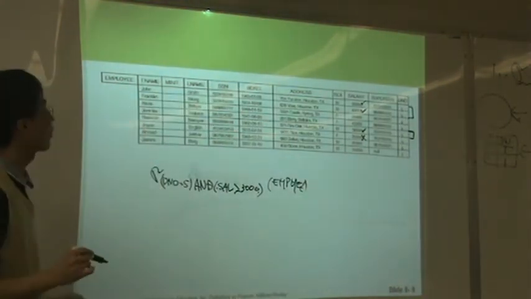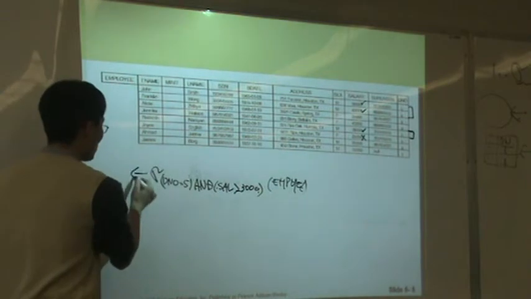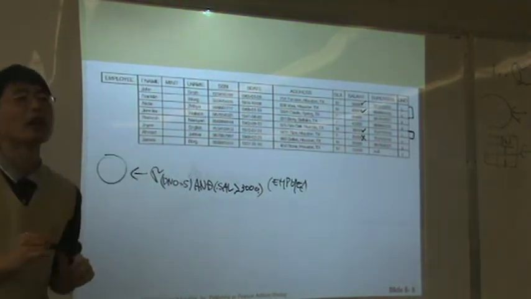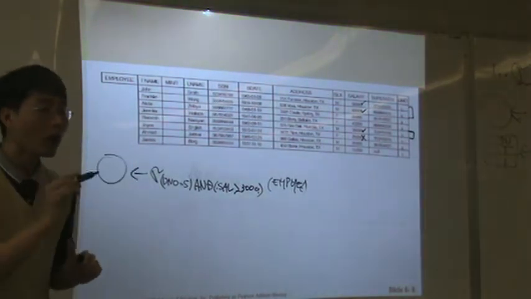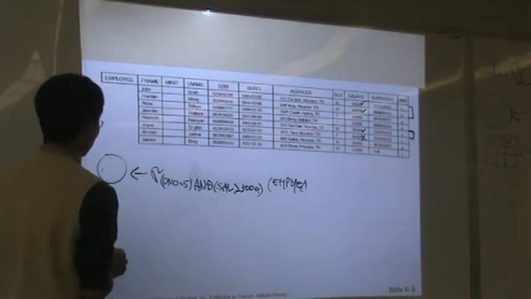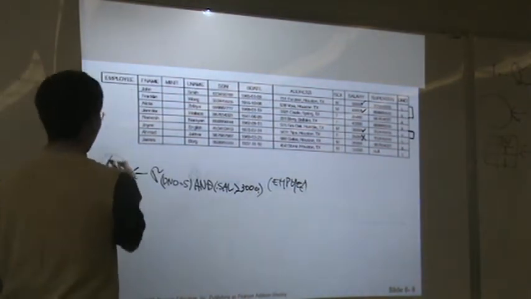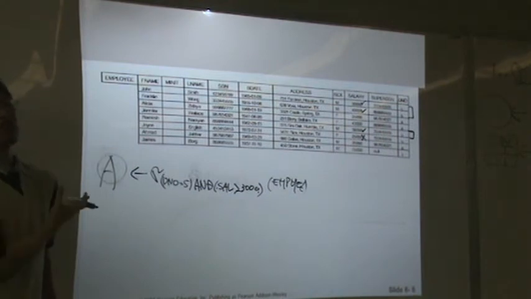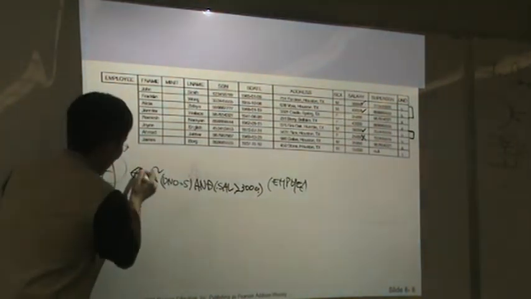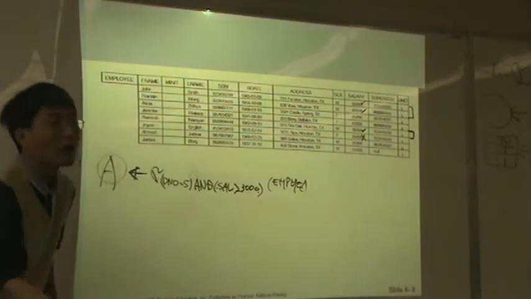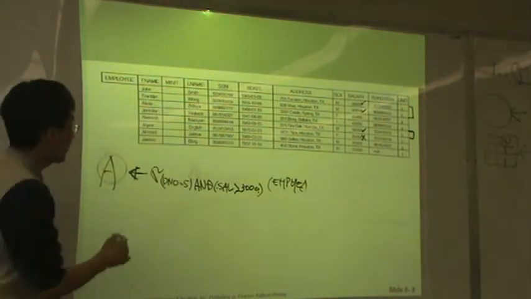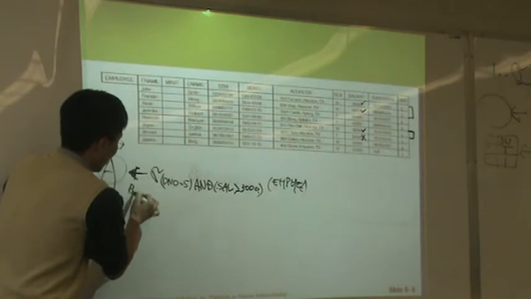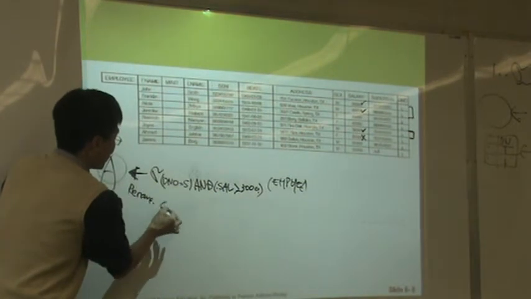This is a select operation. The output of this one is also a relation. If you want to name it, you can name it A. So this is a new relation, A. I will not explain it yet, we will define it formally later, but this is called the rename operation.